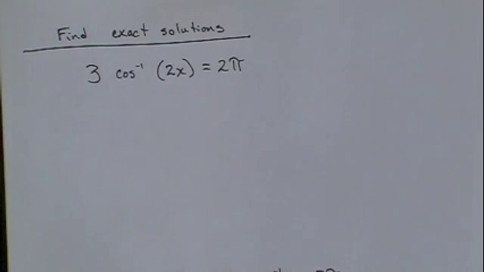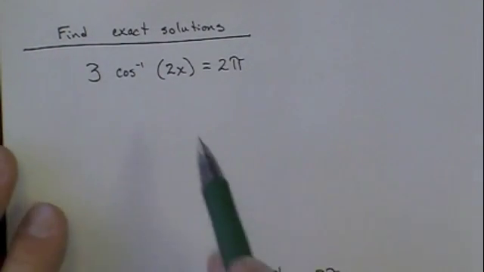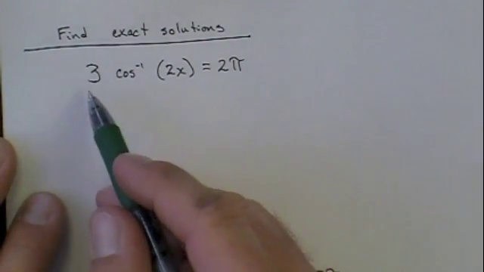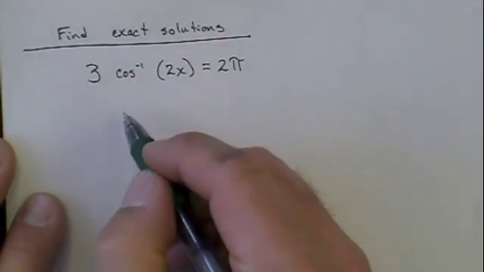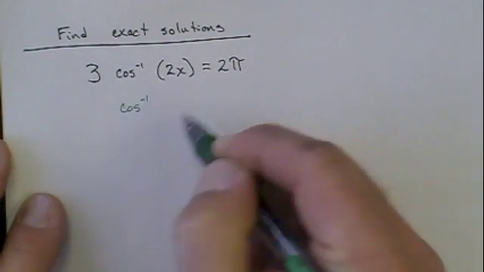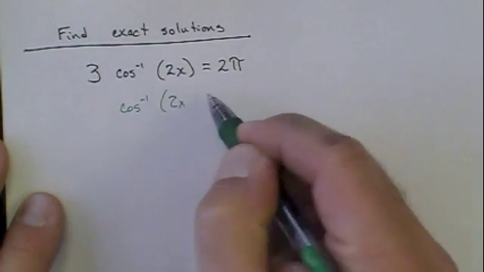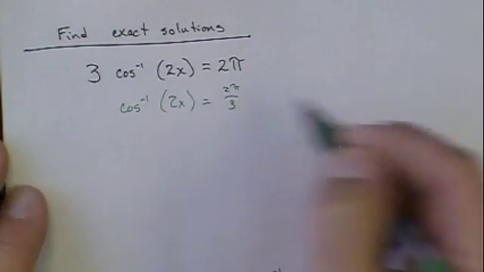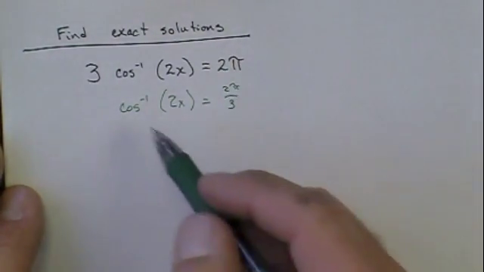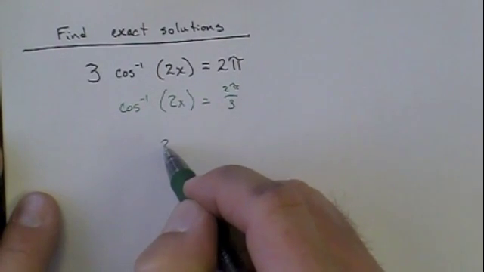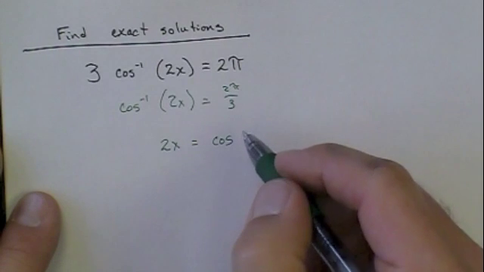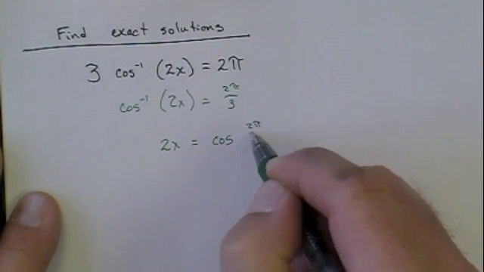On this problem, we're asked to find the exact solution. So what we're going to do is solve for x. Again, we're going to use inverse operations here. So our first step would be to divide by 3. So we have the inverse cosine of 2x is equal to 2 pi over 3. Now we can move that cosine over. So we have the cosine of 2 pi over 3.